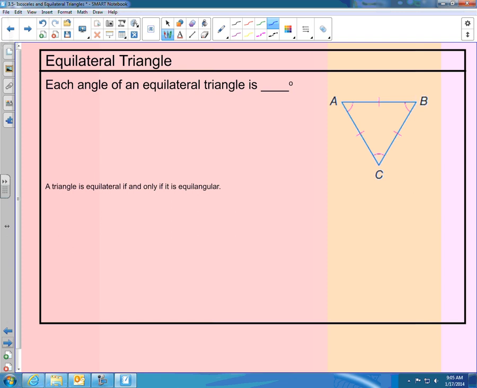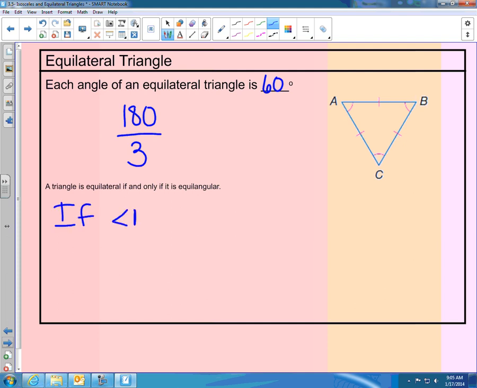An equilateral triangle has each angle equal to 60 degrees. We've kind of talked about that because a triangle adds up to 180 degrees and it has three angles. And if all three of them are going to be equal, we're going to take 180 and divide it by 3. And a triangle is equilateral if and only if it's equiangular. So if it's equilateral, it must be equiangular.